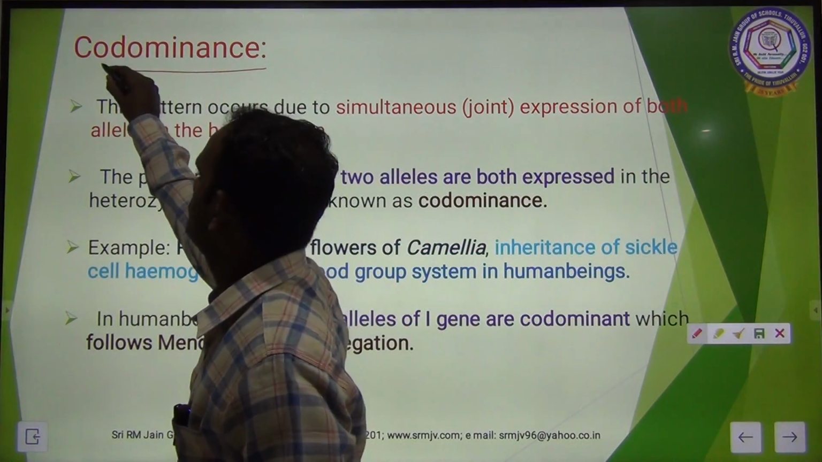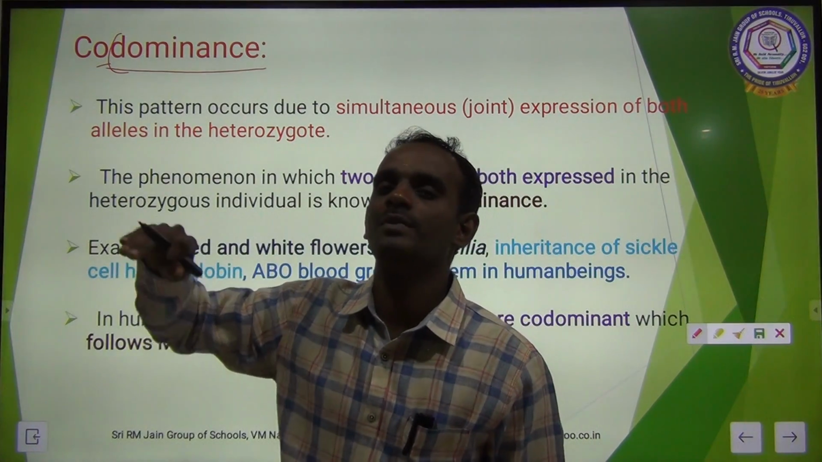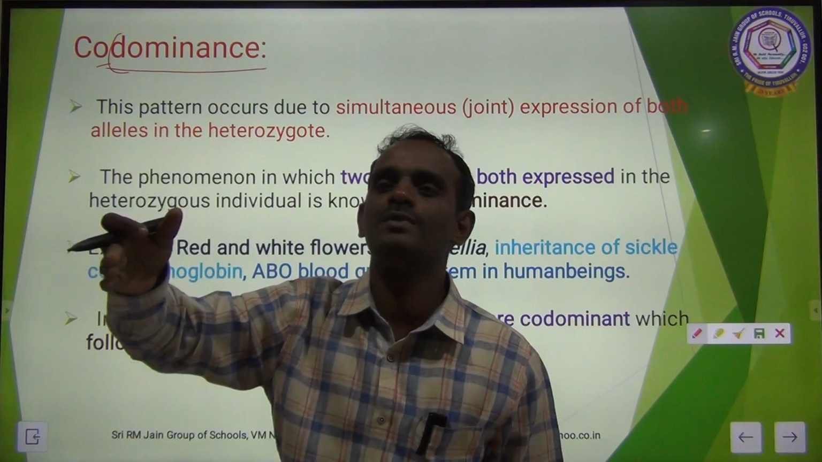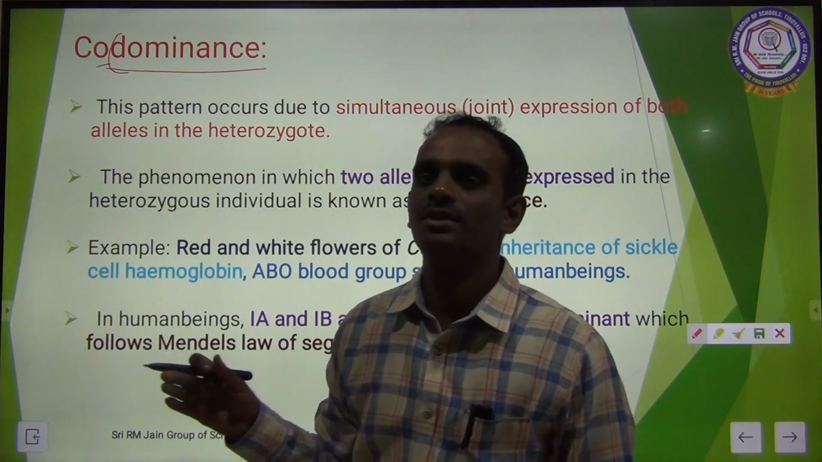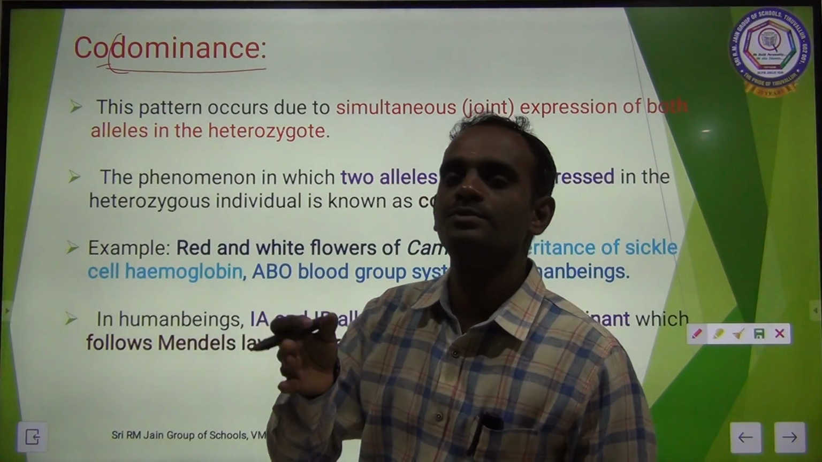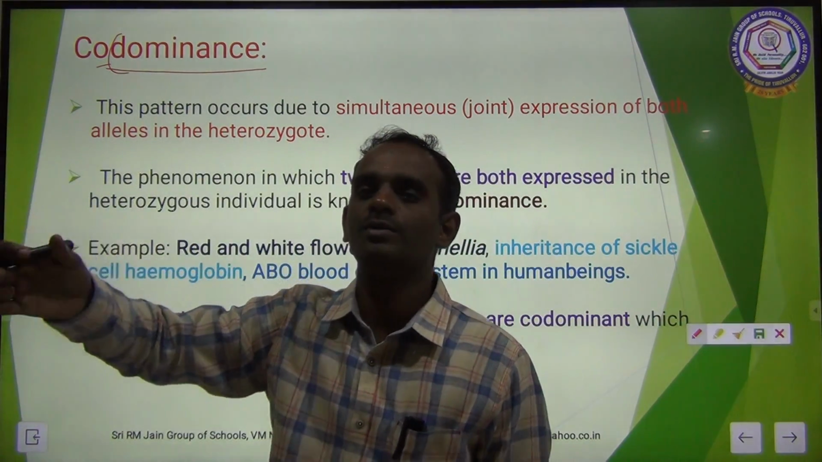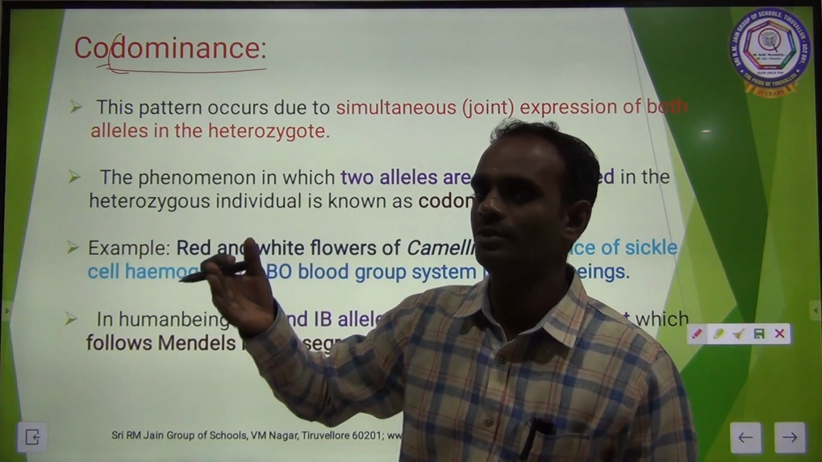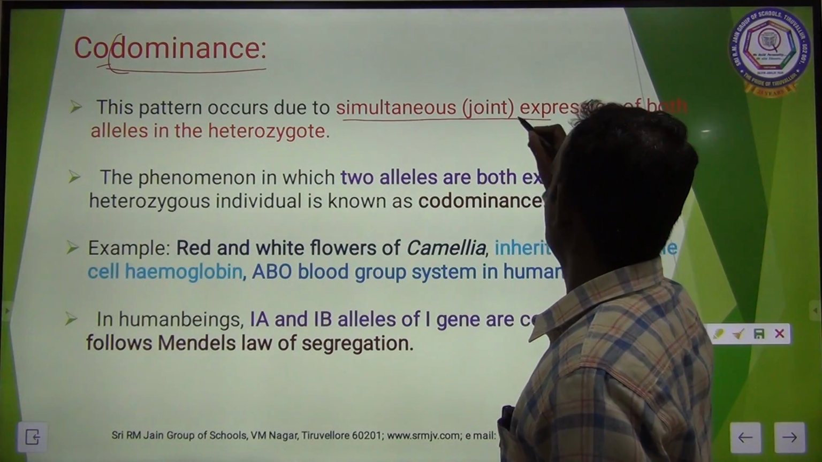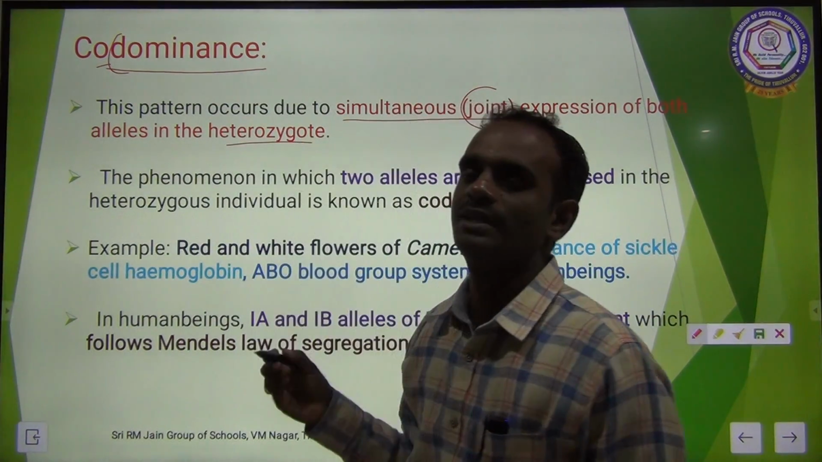Dominance, codominance. Dominance means what? One gene is dominant to the other. Codominant means that at a time, two different alleles are both dominant. They are co-sisters. So, codominance is nothing but the simultaneous joint expression of both alleles in the heterozygote.